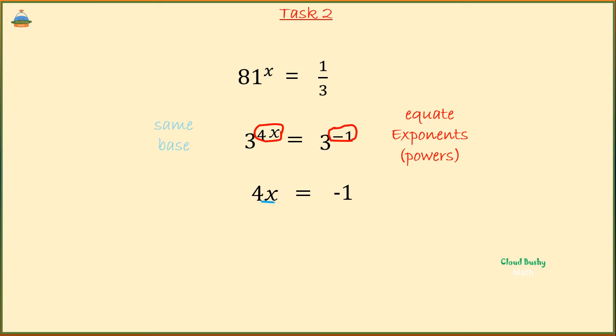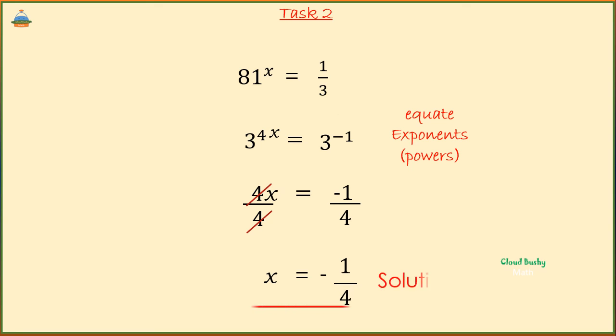We want to solve for x. Let's divide both sides by 4. Dividing both sides by 4, we have x is equal to negative 1 over 4. That means x is equal to negative 1 over 4.